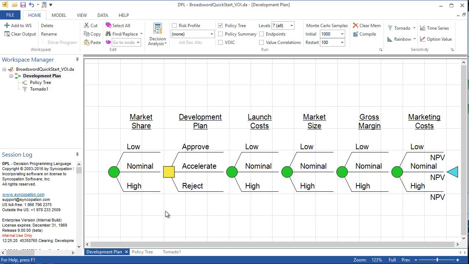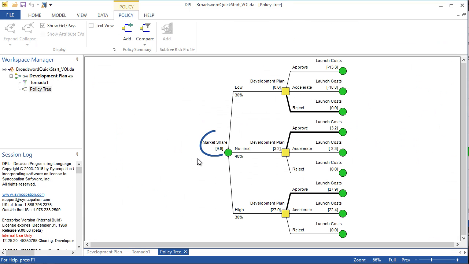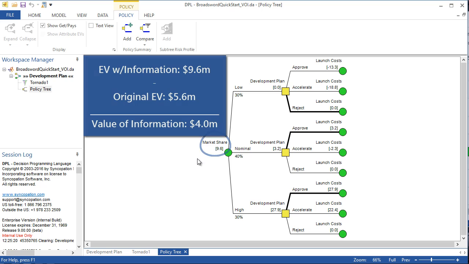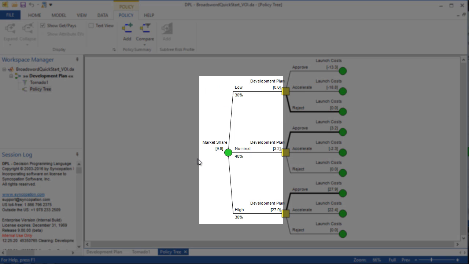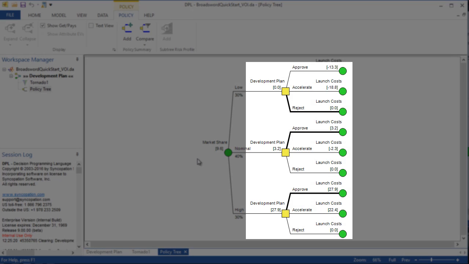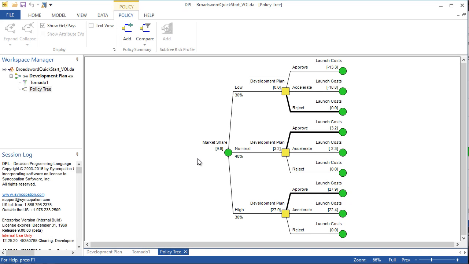Now I'm going to run a decision analysis again to see how much better we can do with that information. In the policy tree, we see that the expected value is now 9.6 million, 4 million more than before. Where does that value come from? Let's look at the tree. First comes the market share chance node with 3 branches, then the decision made in each of those 3 scenarios. You can see the optimal decision policy as the boldface line.